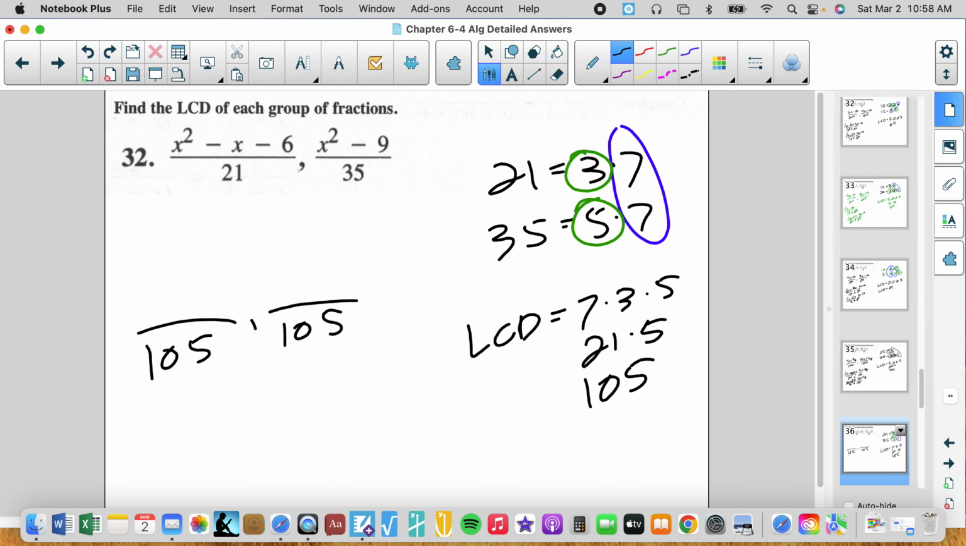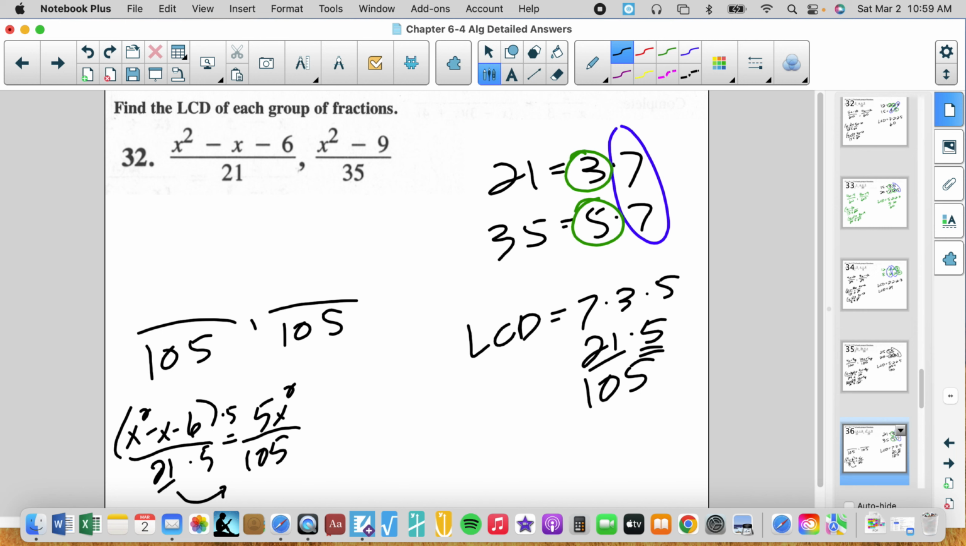We are not going to factor this yet. Later on, no, not later on. No, we're not going to factor this. We still have x squared minus x minus 6 over 21 equals 105. So what times 21 makes 105? Well, there's my 21, so I have to multiply it by 5. So I'm going to multiply this by 5, and I'm going to multiply everything. So that's 5x squared minus 5x minus 30.